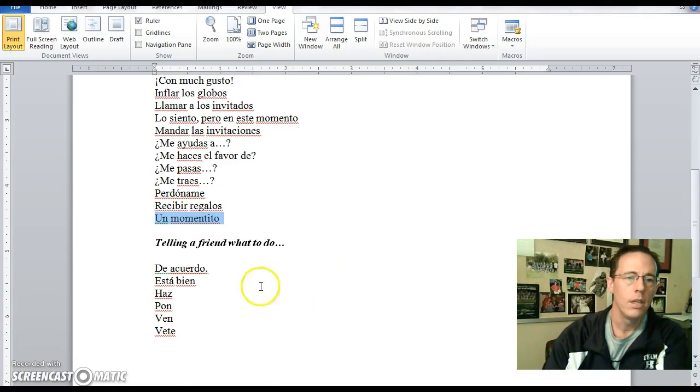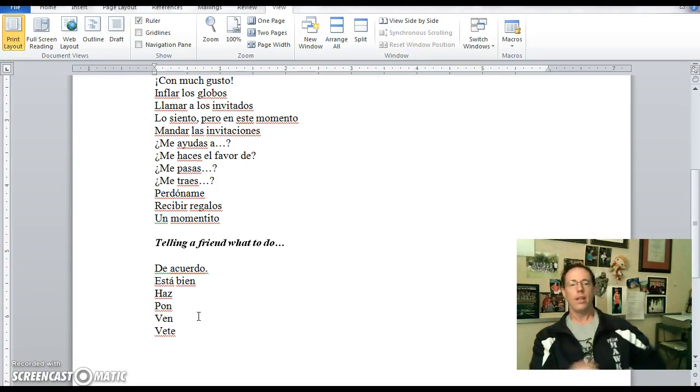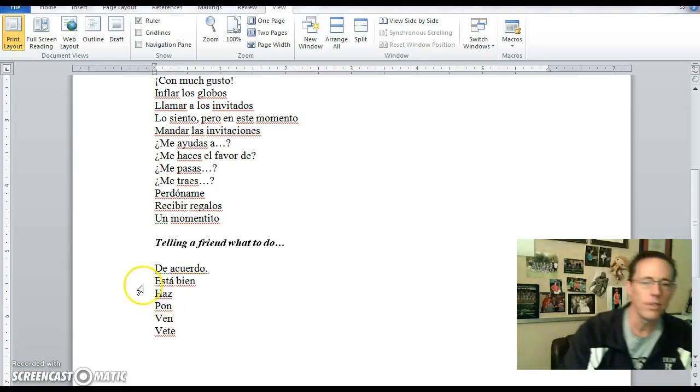Last few. De acuerdo means agreed or I agree. Está bien means okay. These last four are all commands. They're telling people to do something. They're actually forms of verbs. Like this is the form of the verb hacer. This is a form of the verb poner, form of the verb venir, form of the verb ir as well.